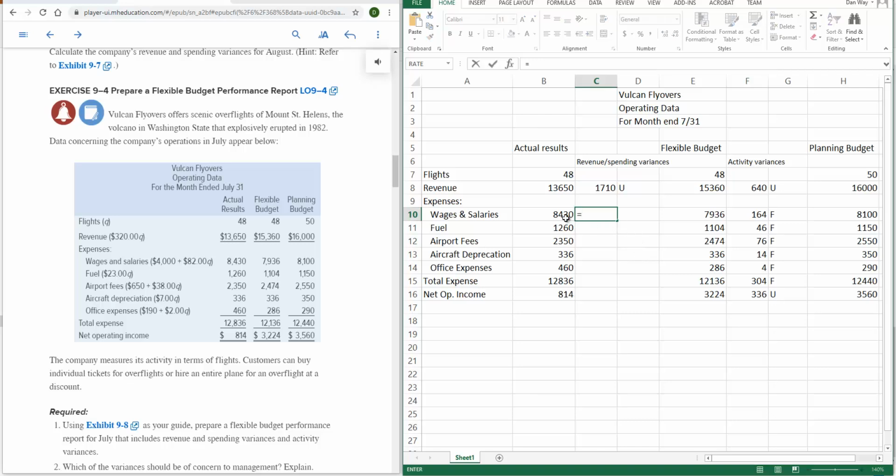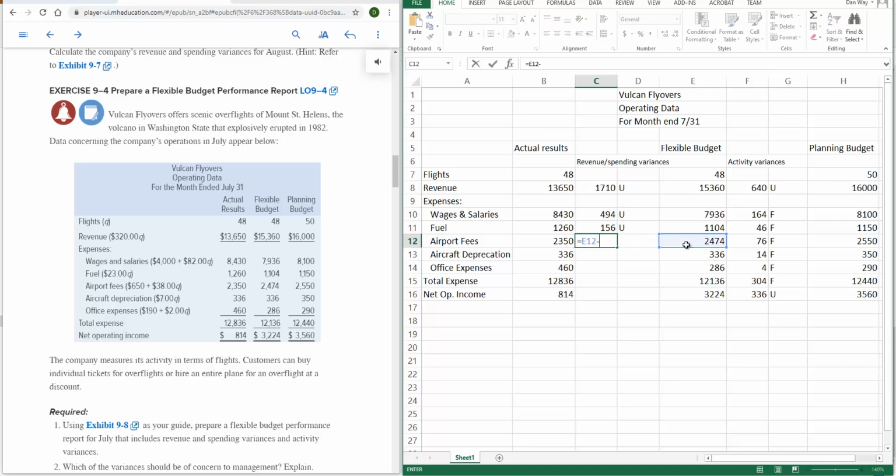We want to find differences for all of our expenses here. So the difference in wages and salaries, $494. That's greater in the actual result than it is in the flex. So that's also an unfavorable variance. Fuel, $12.60 minus $11.04, $156. Again, higher in the actual result, so that's unfavorable.